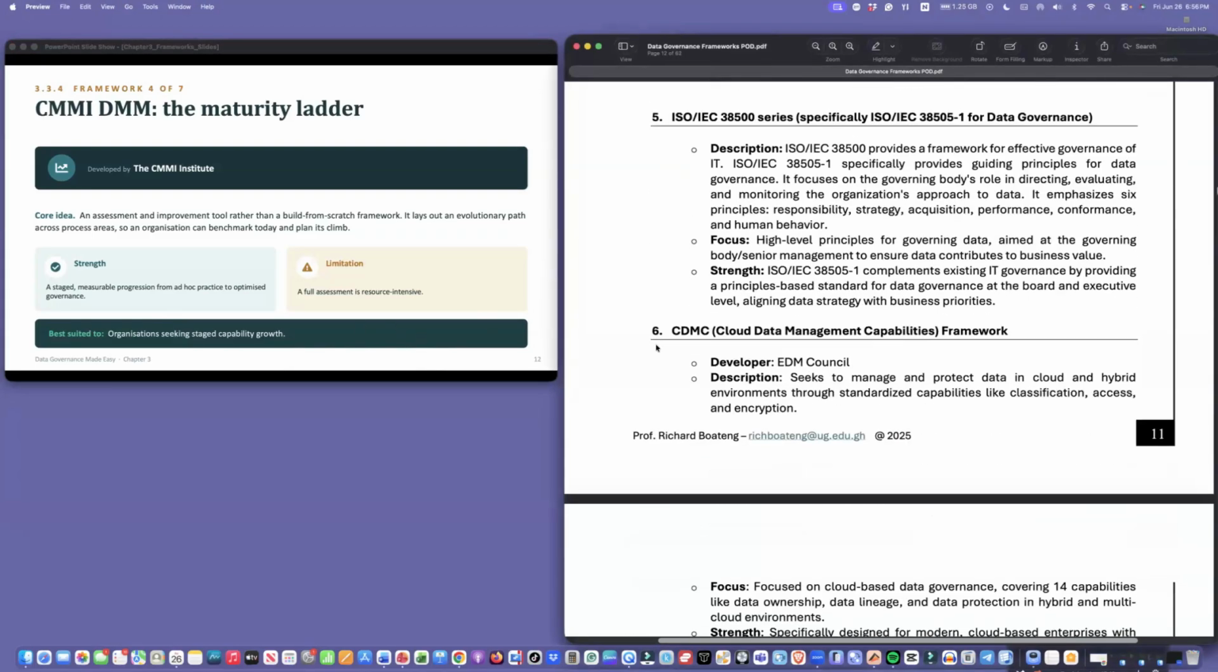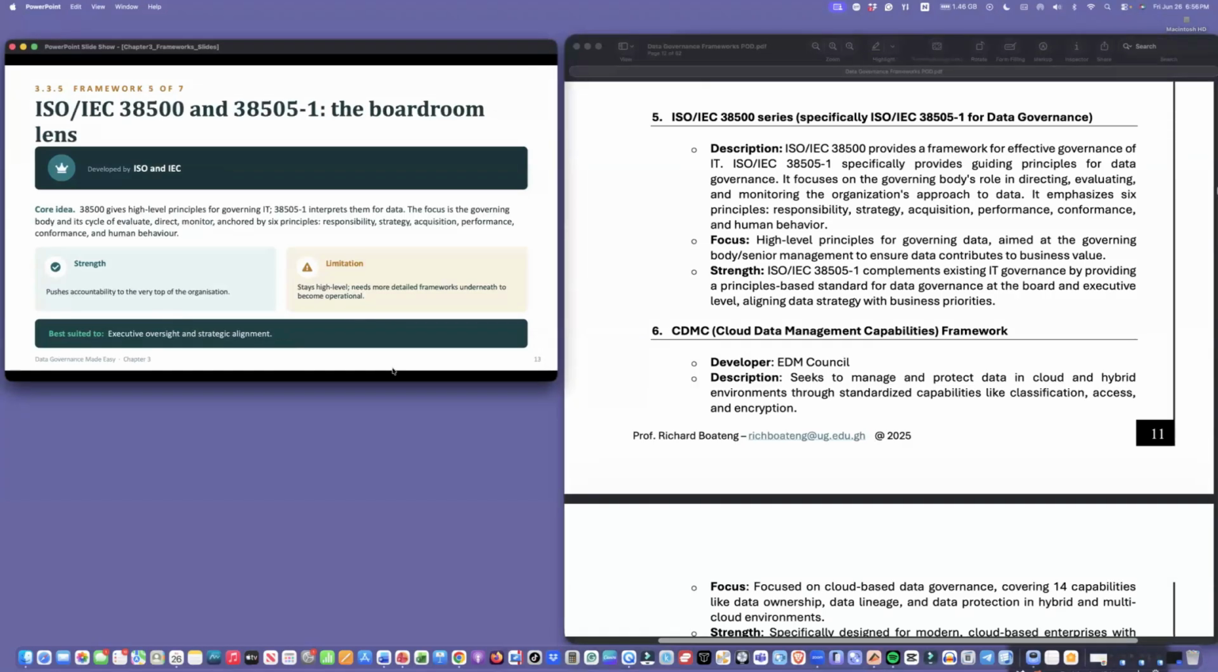Then we go to those who are executives. If executive management wants to look at data governance, which framework will help them? To have executive oversight and strategic alignment, a model that comes to mind is the ISO 38505-1 framework. It comes as principles or steps defined by the International Standards Organization. They prescribe what is relevant for governance of IT. But then -5 is for data governance.